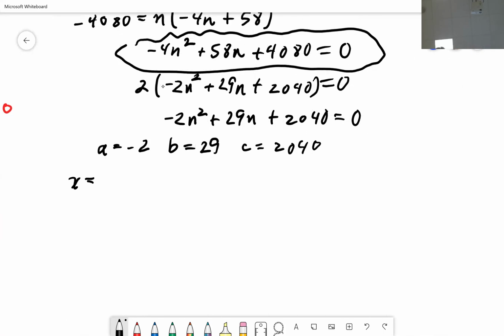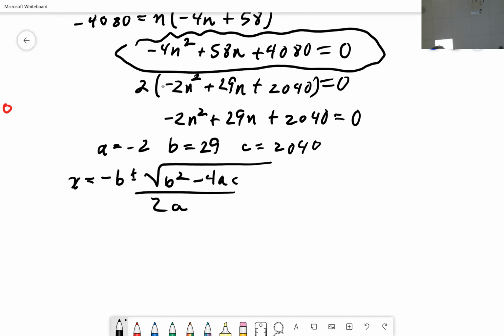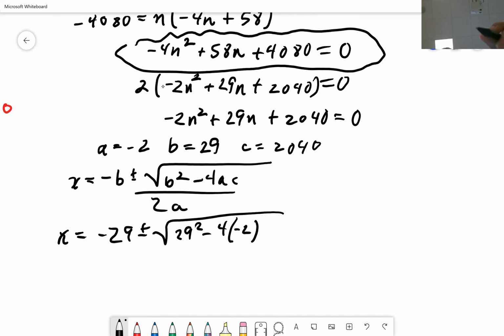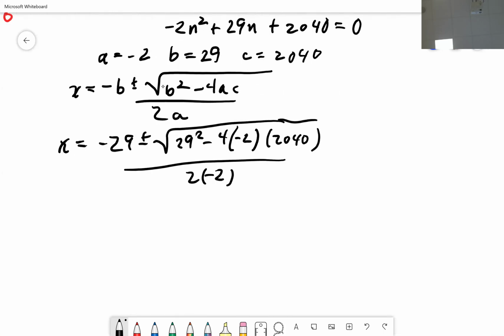So then you have your quadratic, right? Negative b plus or minus the square root of b squared minus 4ac all over 2a. So that's negative 29 plus or minus the square root of 29 squared minus 4 times negative 2 times 2040, all divided by 2 times negative 2. So now we have x equals negative 29 plus or minus the square root.